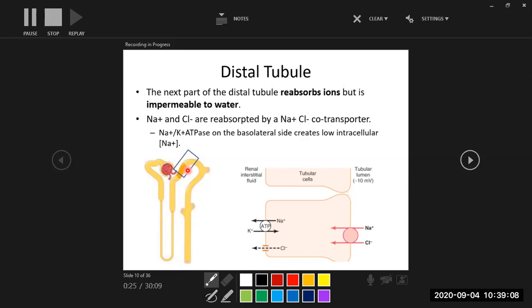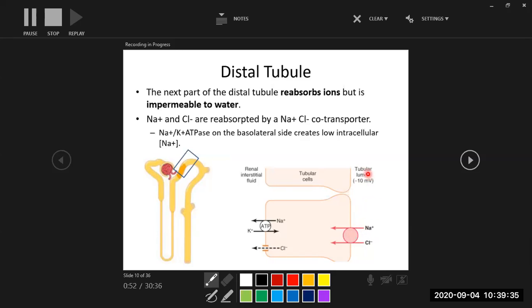This portion is, as I mentioned before, after the turning point of the loop of Henle, basically water impermeable. So this portion is the diluting segment of the nephron, and following that, this is still water impermeable. Then what's the function here? The function here is to reabsorb sodium chloride, and here is the channel.